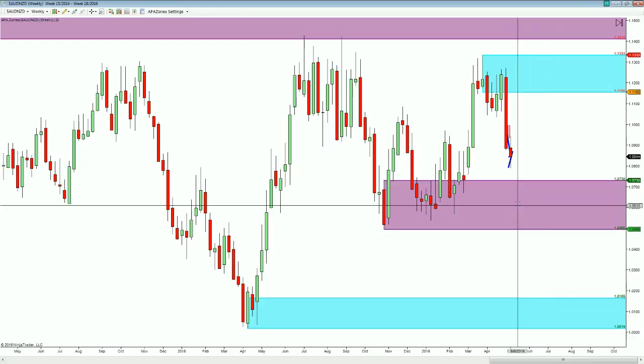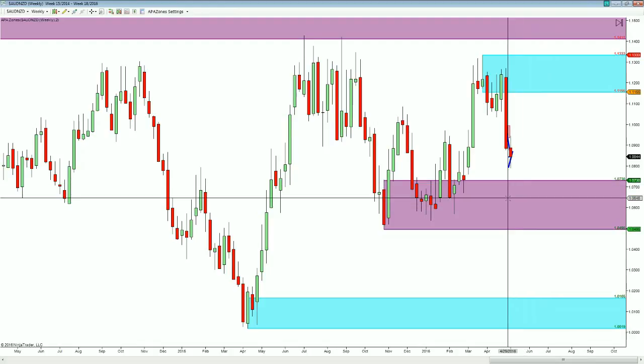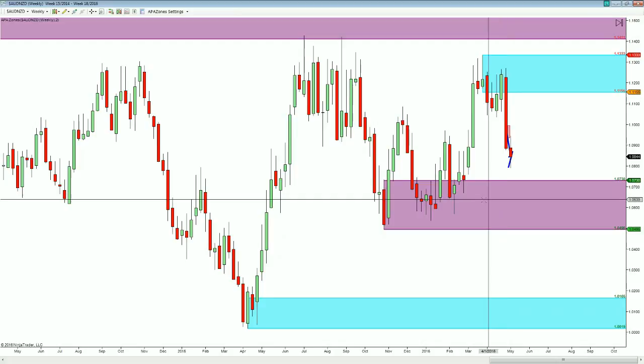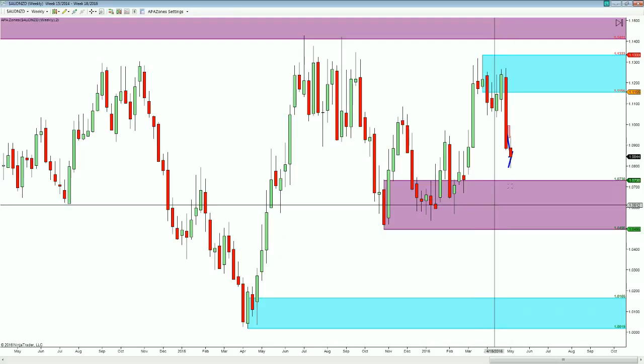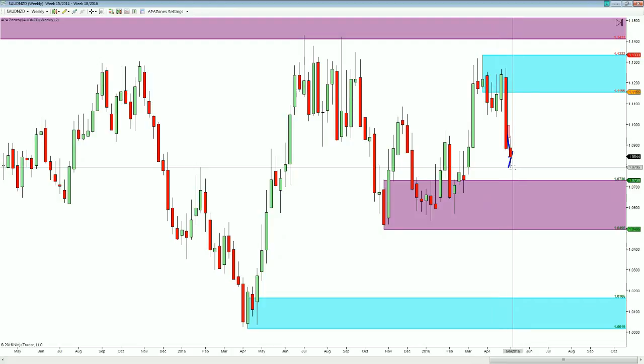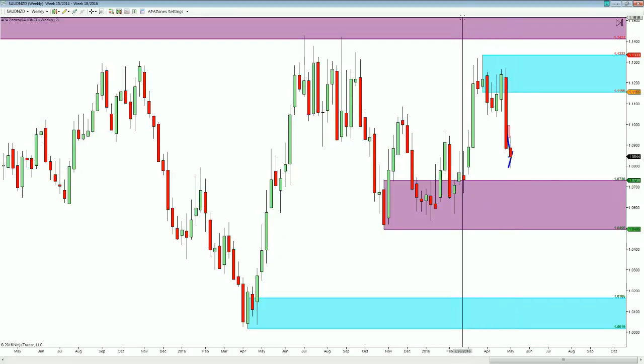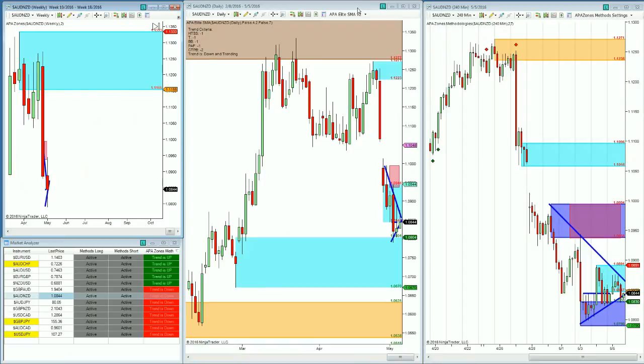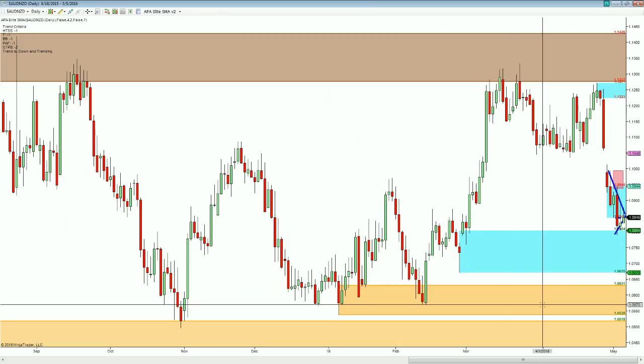But our next bus stop is down here in this purple zone. I expect to find some type of buyers down there. I don't know if we're going to get a big rally out of there, but we're going to find some type of buyers down there, I'm pretty sure. But for right now, the trend's down off of this weekly supply, and we're coming down to revisit this purple level, purple weekly demand.